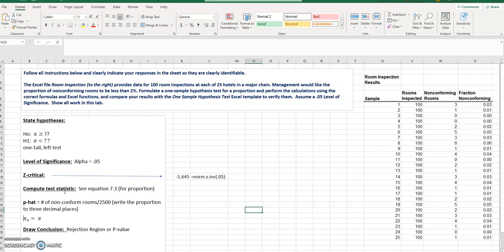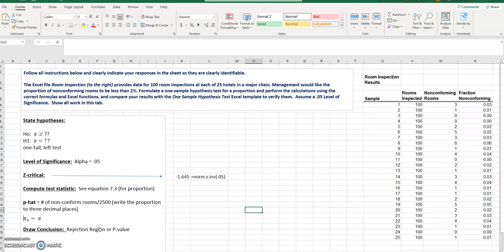The conclusion is always in terms of the null hypothesis. Either there is enough data to reject H naught and assume the alternative, or, if the test statistic does not fall in the rejection region, you will fail to reject H naught and say that there is not enough evidence in the data you have collected to assume that you have done a better job of producing rooms that are non-conforming.